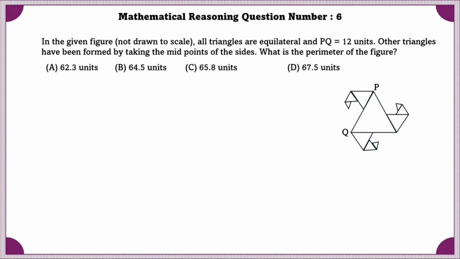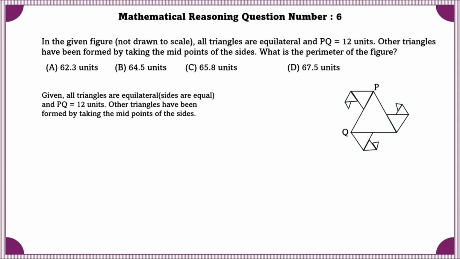Mathematical reasoning question number 6. In the given figure, not drawn to scale, all triangles are equilateral and PQ is equal to 12 units. Other triangles have been formed by taking the midpoints of the sides. What is the perimeter of the given figure? Given all triangles are equilateral, which means all the sides of the triangle are equal. Other triangles have been formed by taking the midpoints of these sides.